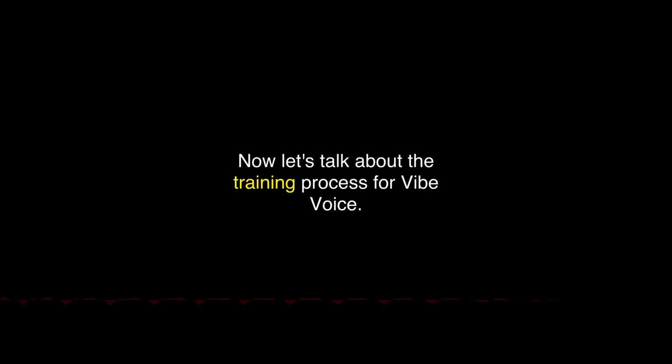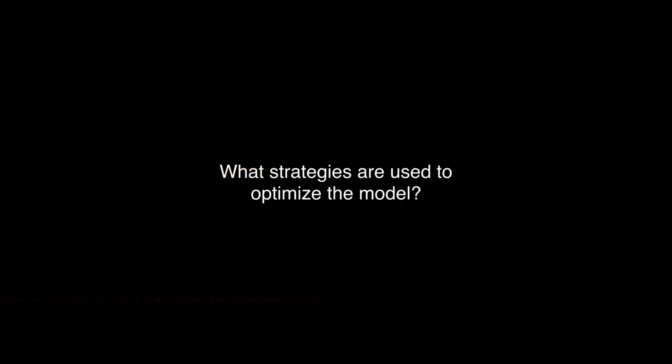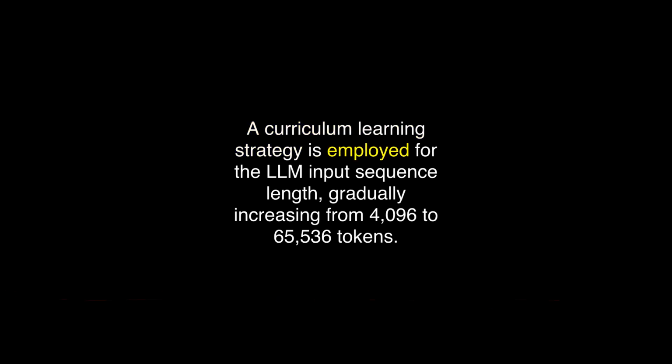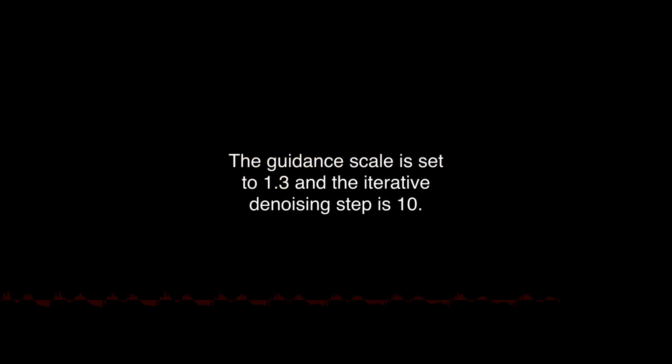That's a clever design. Now let's talk about the training process for VibeVoice. What strategies are used to optimize the model? During training, the pre-trained acoustic and semantic tokenizers are kept frozen. Only the LLM and diffusion head parameters are learnable. A curriculum learning strategy is employed for the LLM input sequence length, gradually increasing from 4,096 to 65,536 tokens. The guidance scale is set to 1.3, and the iterative denoising step is 10.